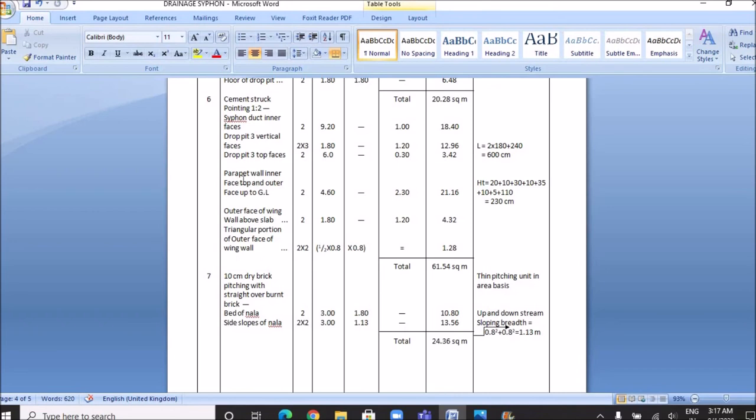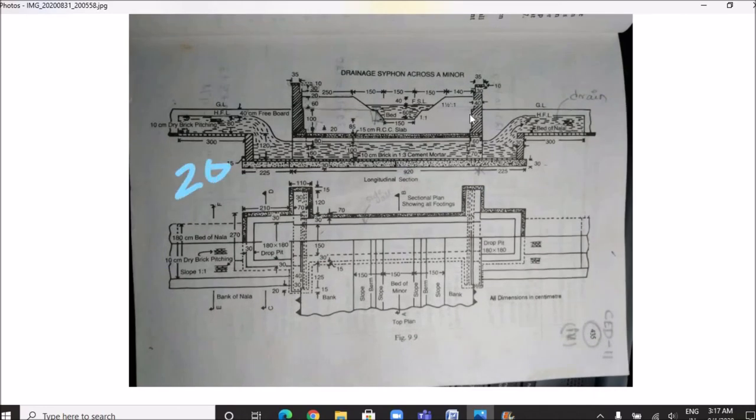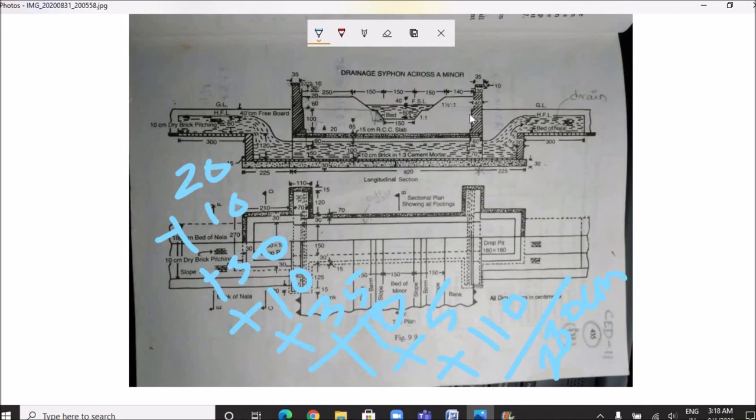Then next, the pointing work is done for the parapet wall inner side. So there are 2 parapets here and here. The height of the parapet is calculated as 20 plus 10 plus 30 plus 10 plus 35 plus 10 plus 5 plus 110, which equals 230 centimeter, and the length of the parapet from the inner side is 4.6 meter.